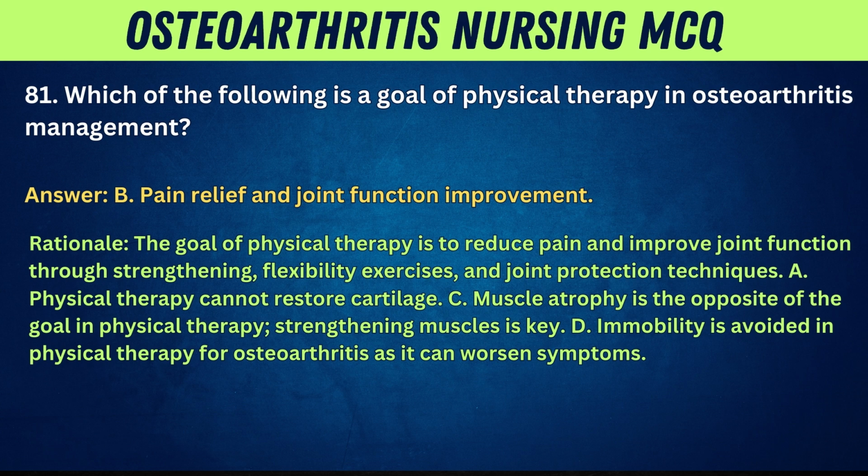Rationale: the goal of physical therapy is to reduce pain and improve joint function through strengthening, flexibility exercises, and joint protection techniques. A. Physical therapy cannot restore cartilage. C. Muscle atrophy is the opposite of the goal in physical therapy. Strengthening muscles is key. D. Immobility is avoided in physical therapy for osteoarthritis, as it can worsen symptoms.